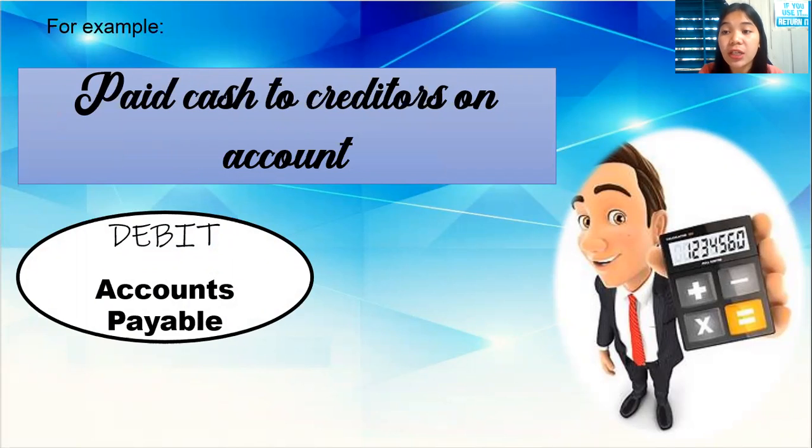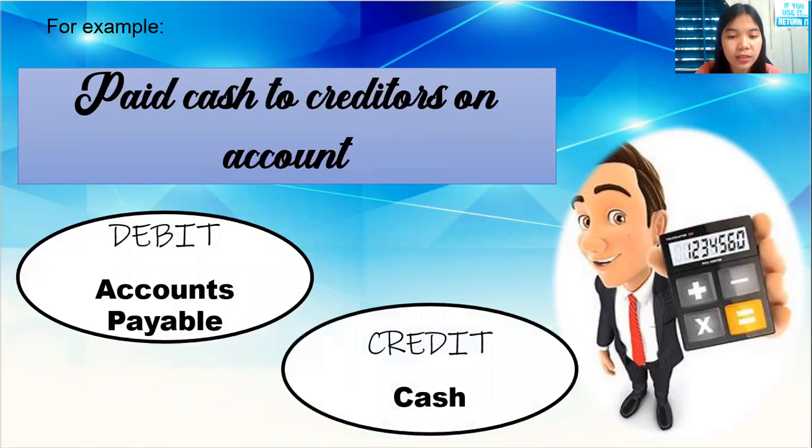But if you are going to increase your accounts payable, you are going to credit it. But if you decrease your accounts payable, you are going to put that one on the debit side. Therefore, your accounts payable will be paid because you are going to cancel the accounts payable on the debit side and on the credit side. Okay, next one is on the credit.